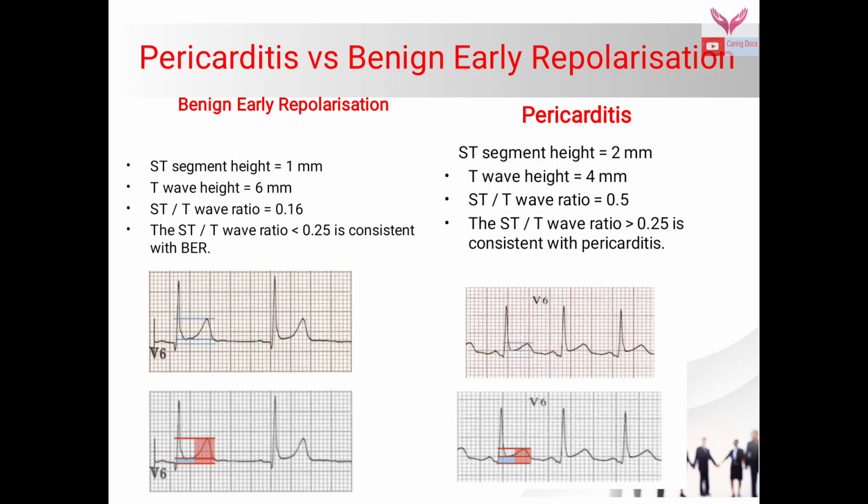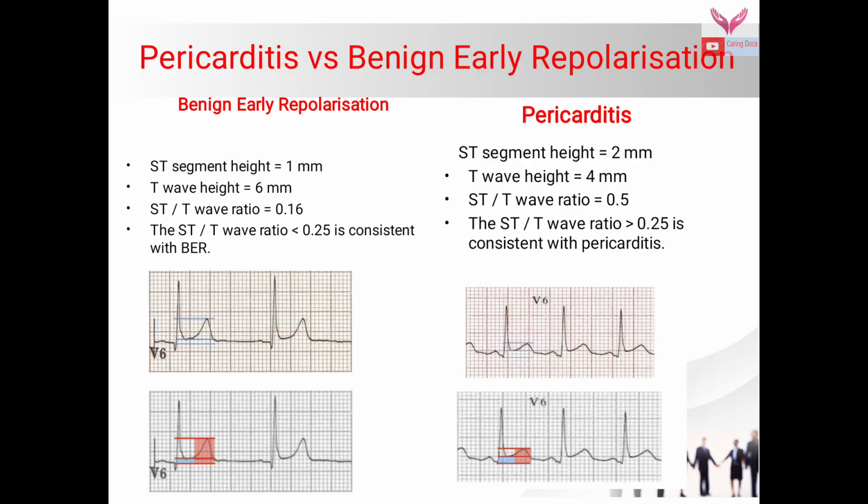So here we can see, in the left-sided ECG, the ST segment height is 1 mm, T wave height is 6 mm, the ST to T wave ratio is 0.16, that is less than 0.25. It is consistent with benign early repolarization.